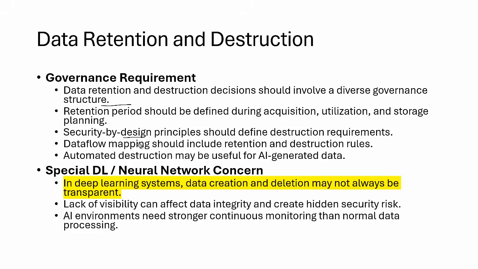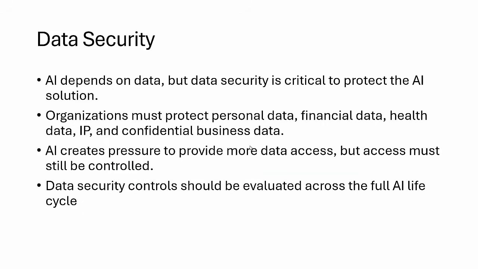One biggest concern is that if you train the model and the model is running behind deep learning and all that, it is always a challenge. This is an exam question. In a deep learning system, the biggest concern from a data point of view is that data creation and deletion may not always be transparent, and lack of visibility can affect integrity and create a hidden risk. That is basically the biggest concern when it comes to deep learning. So AI definitely depends on data, but data security is critical to protect the AI organization. We have to protect personal data and financial data, and data security controls should be evaluated across the complete life cycle. That's something we have to have.